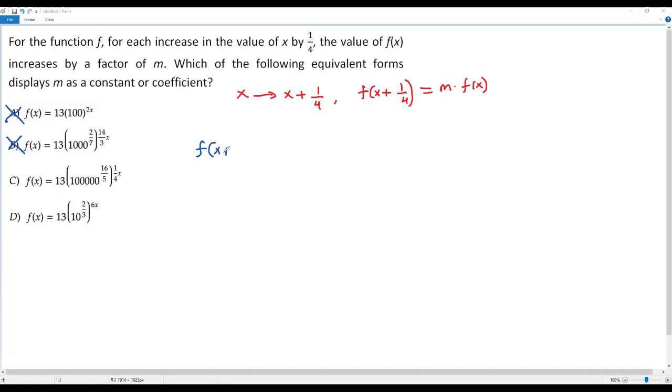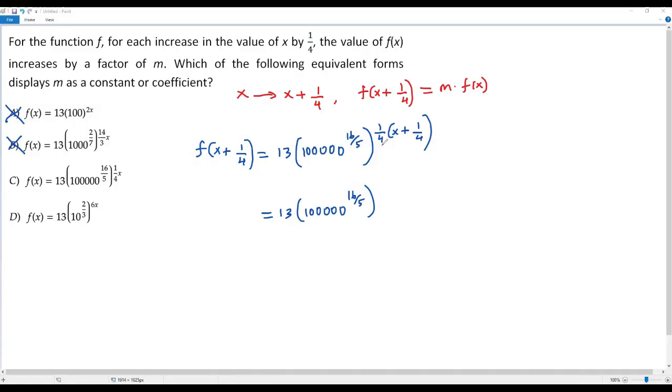Then we get f of x positive 1/4 equals 13 times 100,000. Let me write the stuff over here. Raised to the power of 16 over 5 to the power of 1 over 4 times x positive 1/4. Okay, now let's do some simplification. 13 times 100,000 raised to the power of 16 over 5. Now we can distribute this 1 over 4 to this x and 1/4. Then I'm getting 1 over 4 times x positive 1 over 16.